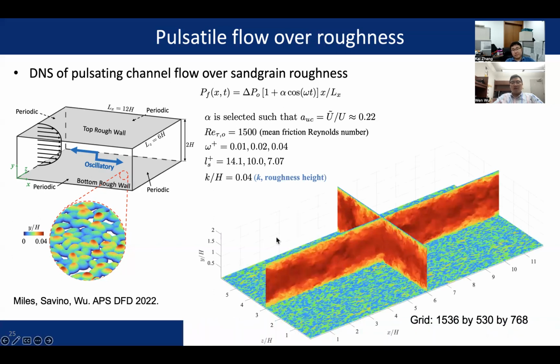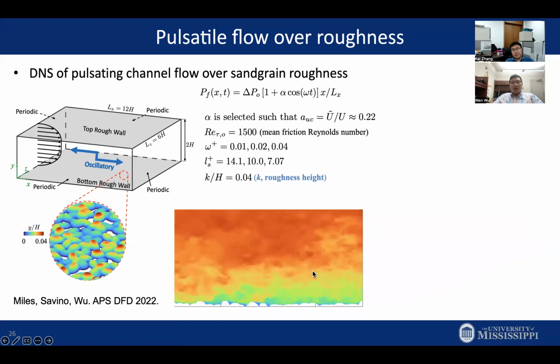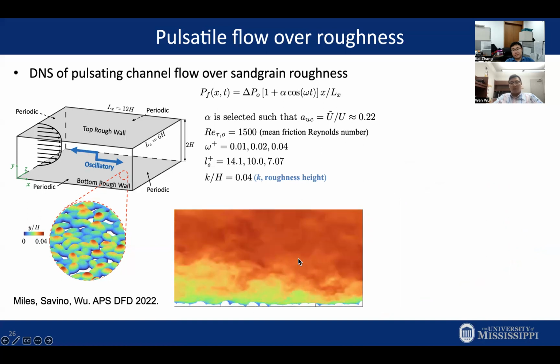So an instantaneous flow looks like that. It's a pretty heavy simulation with almost 1 billion grid points with the roughness layer resolved. This is how the flow looks. The flow pulses, oscillates, and you can see there are interesting things happening around the roughness, which are these white patches.